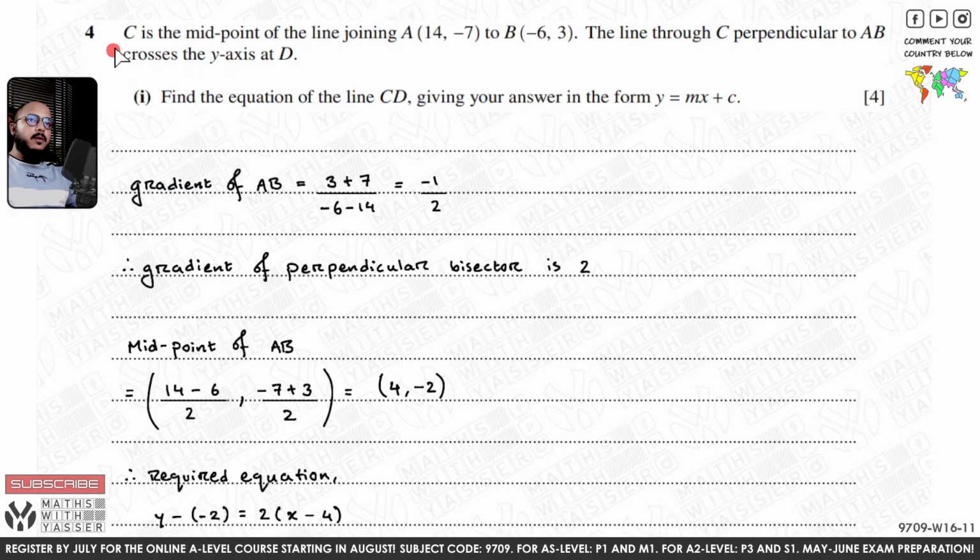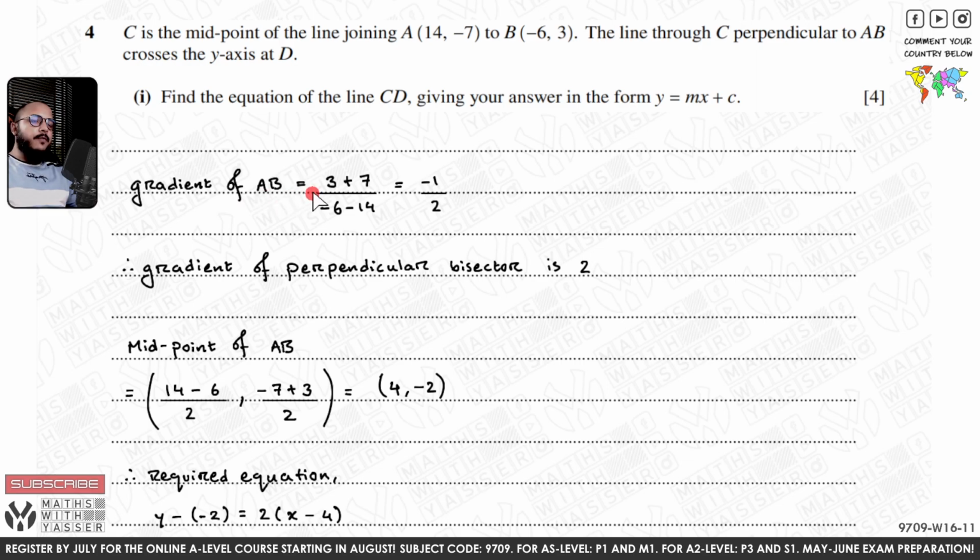Question number 4. C is the midpoint of the line joining A and B, where A is (14, -7) and B is (-6, 3). The line through C, perpendicular to AB, crosses the y-axis at D. We need to find the equation of the line CD, giving our answer in the form y equals mx plus c. So let's first find the gradient of AB.